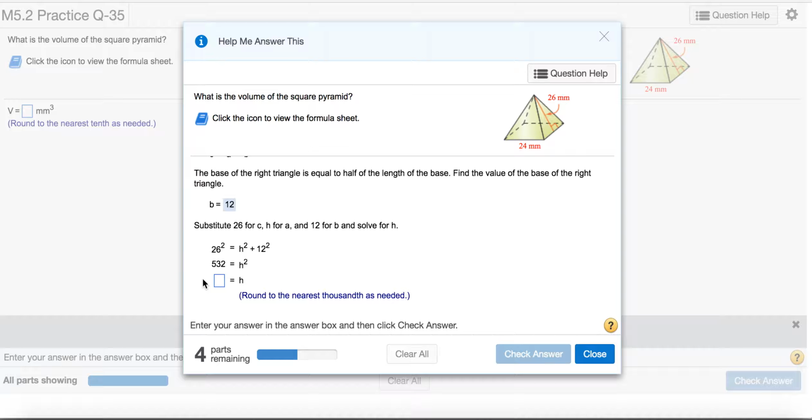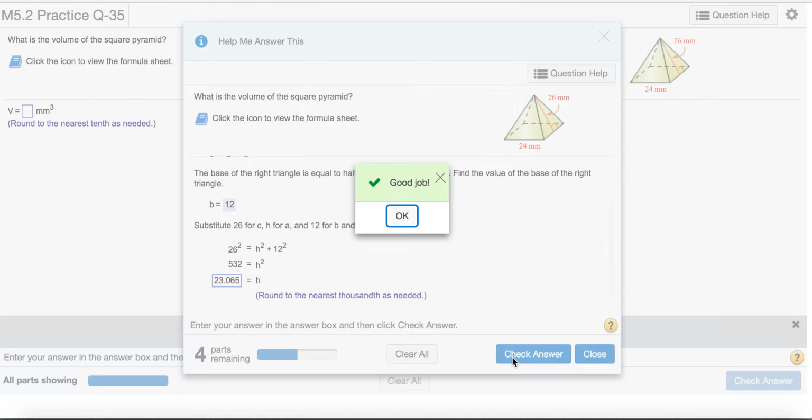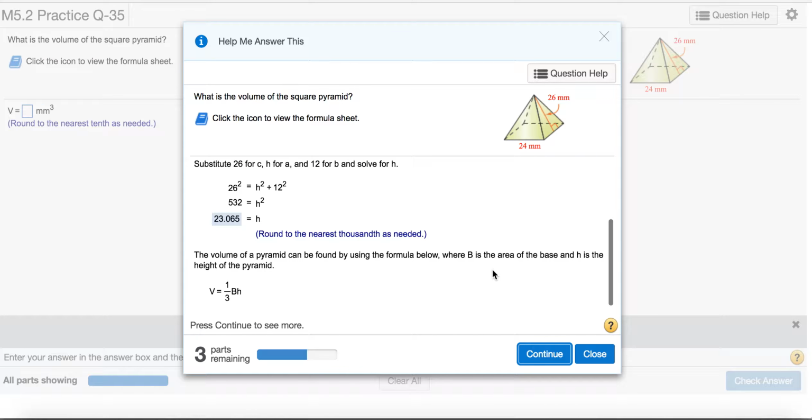So in your calculator, if you hit the second key and you find the square root, and then you put in 532, you're going to get a number that reads 23.065. So we've completed that part.